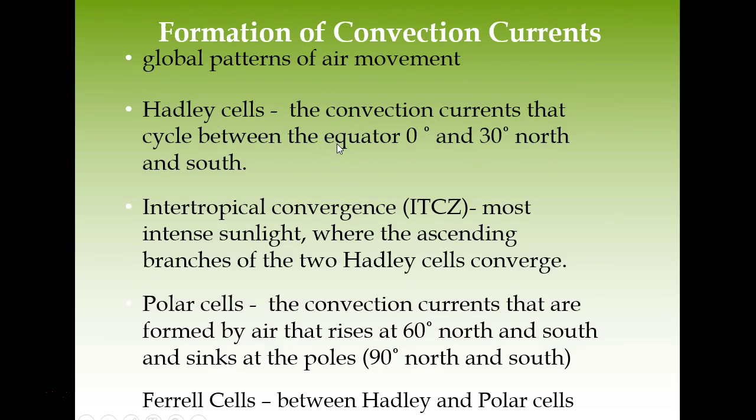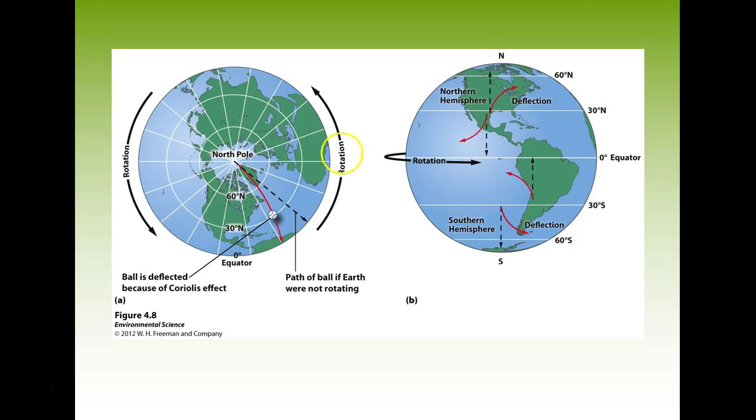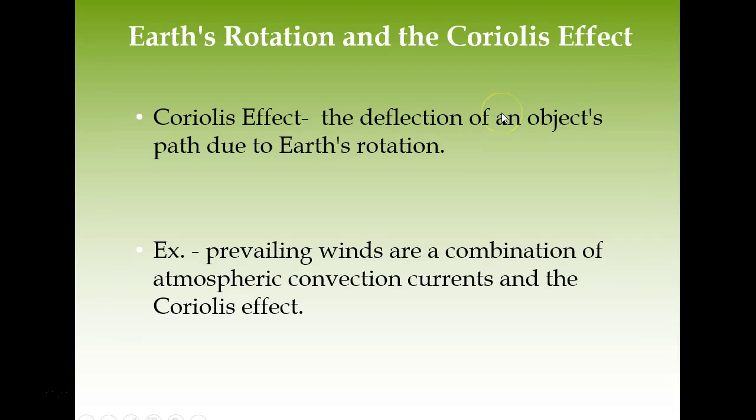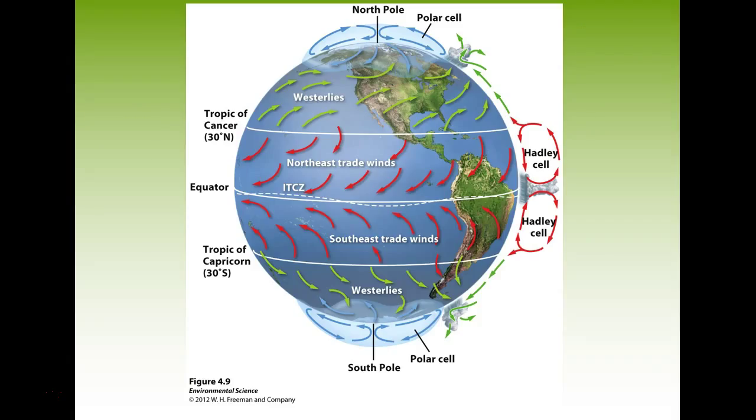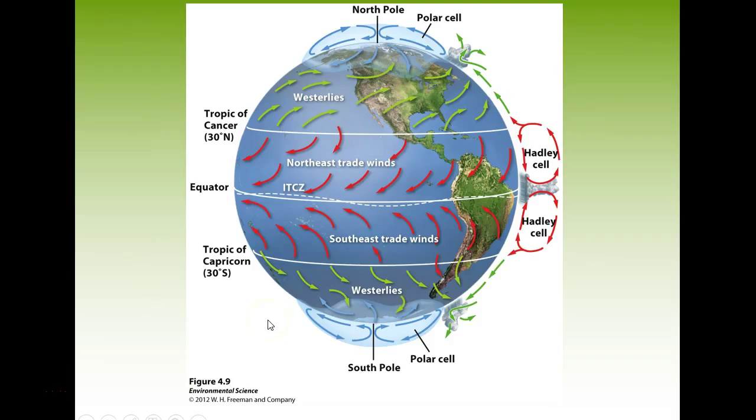Well, we talked about rotating air, rotating patterns of air. Now we're talking about spinning. So what happens to those rotating patterns of air is we actually get what are called prevailing winds. Your prevailing winds are basically the result of those Hadley cells, those convection currents, those polar cells, and the Coriolis effect. Because all this air is moving and spinning at the same time, and the Earth itself is spinning underneath it, those things are actually moving based on that Coriolis effect, that deflection.